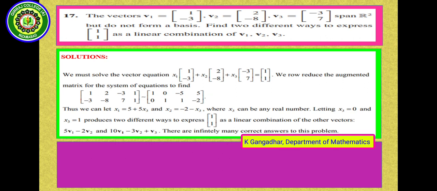So do not form a basis means first we find the linear combination. In the linear combination, we check whether the scalar values exist or not. So we must solve the vector equation x1 v1 + x2 v2 + x3 v3 equal to x. Expressing the vector means it equals the vector x. So we write x as a linear combination of the vectors v1, v2, v3: (1, 1) = x1 (1, -3) + x2 (2, -8) + x3 (-3, 7).